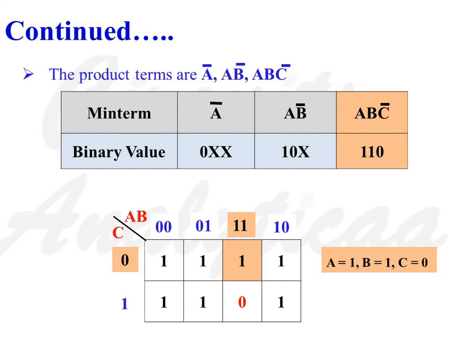The third product term in the given function is A B C bar. For A B C bar, the binary value is 1, 1, 0. Locate the cell on the K-map and the corresponding cell is filled with logic 1. So this is the final K-map of the given expression.